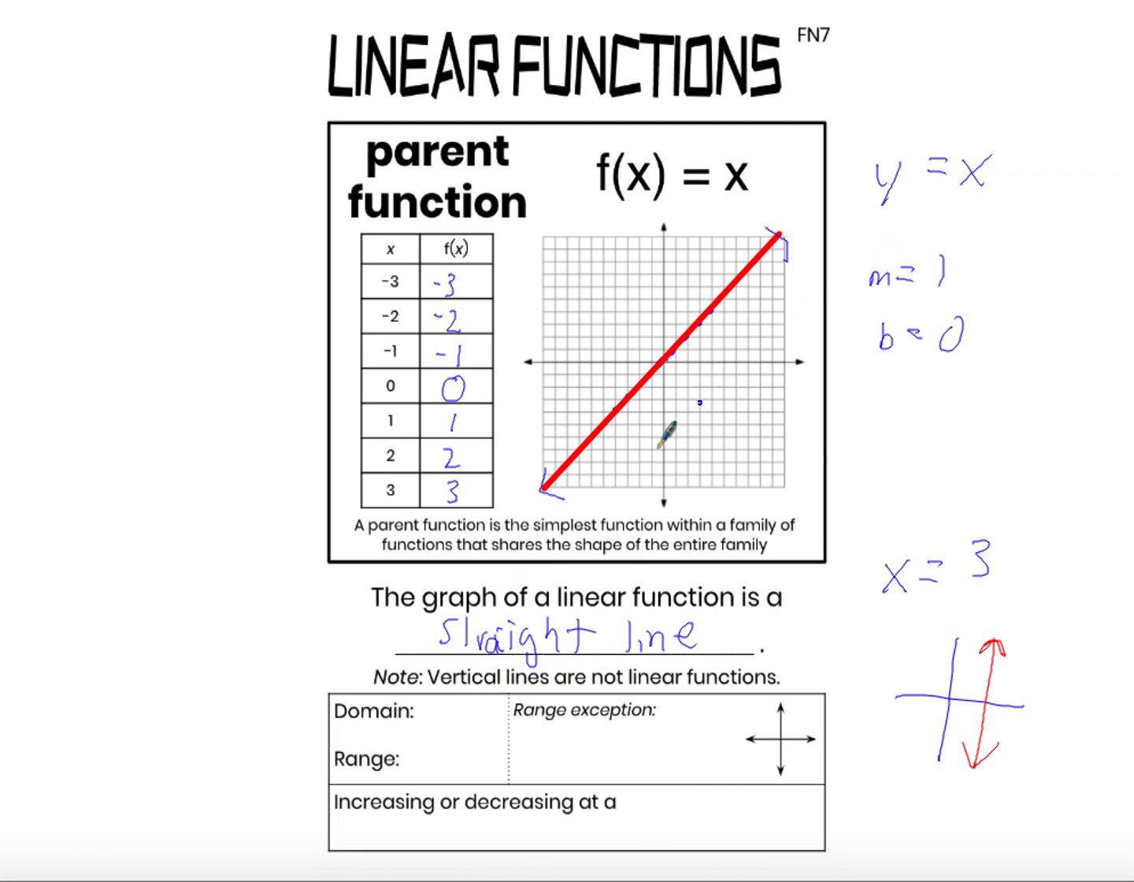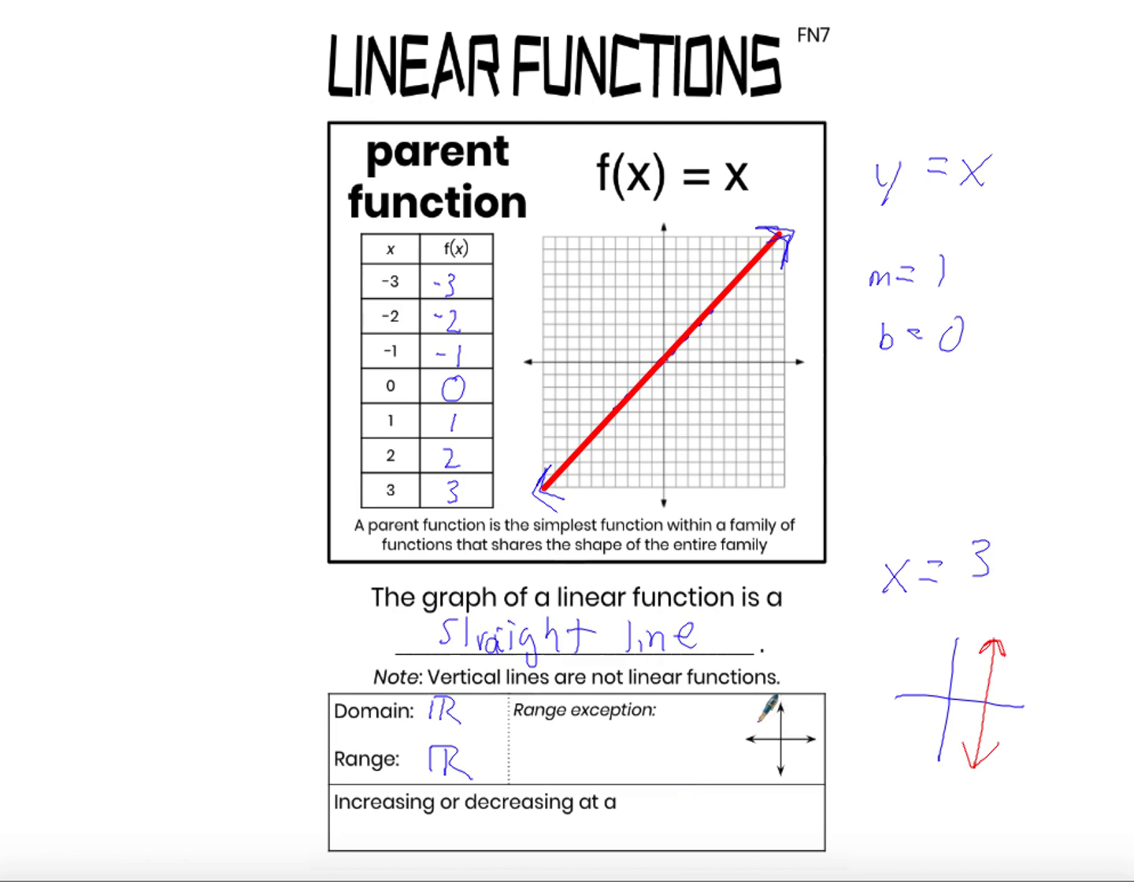The domain of every linear function is all real numbers. We go forever to -infinity, forever to +infinity in the horizontal direction, going left and right. We also go forever up and forever down, so the range is all real numbers.